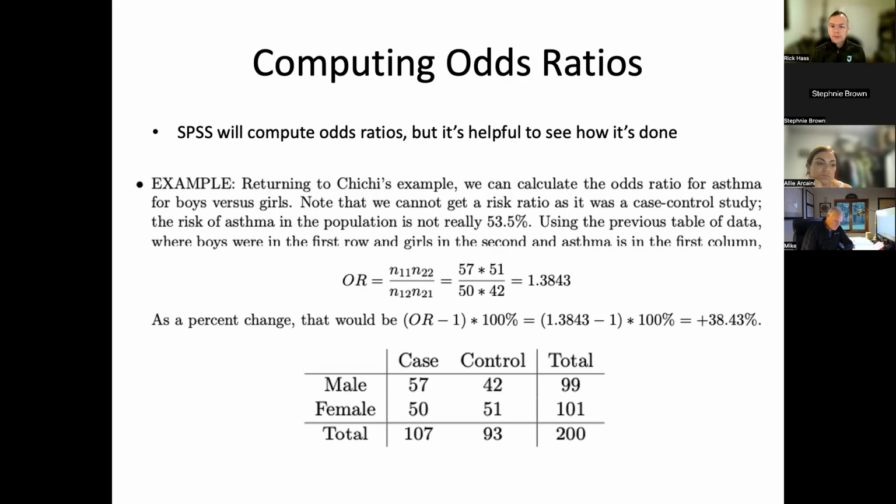And so when this ratio is greater than 1, it means the event is much more likely to happen to the first group than it is to happen to the second group. And we can quantify that. We can say, oh, it's 1.3843 times greater. The odds are greater in one group versus the other, or as a percent difference.